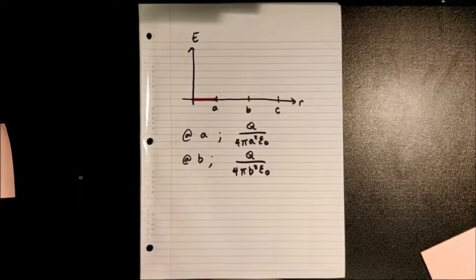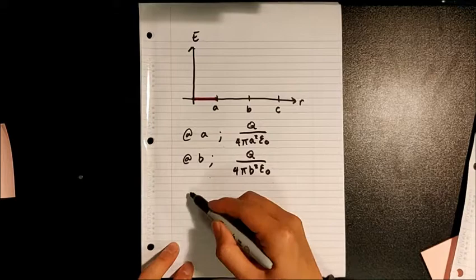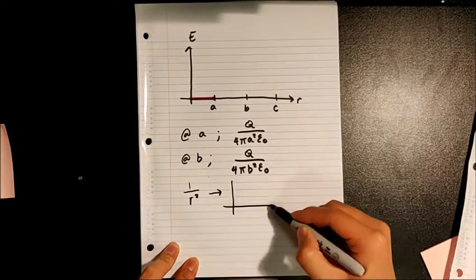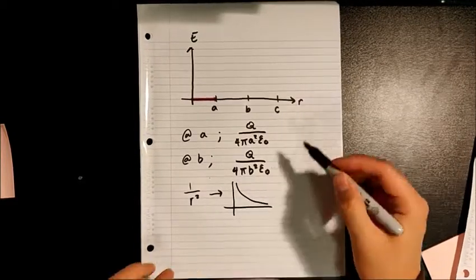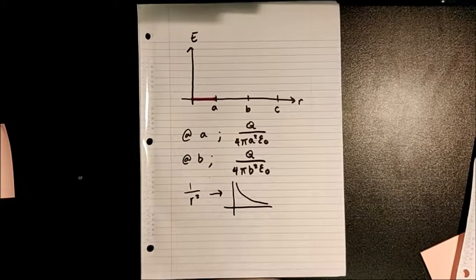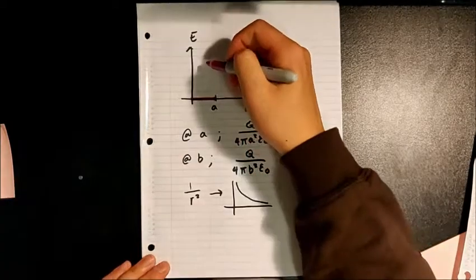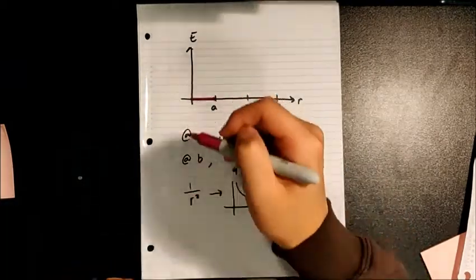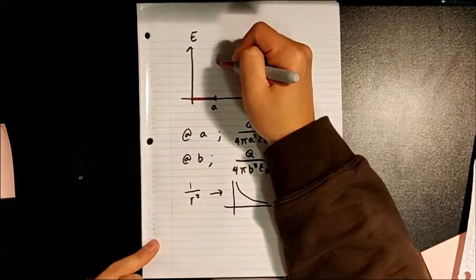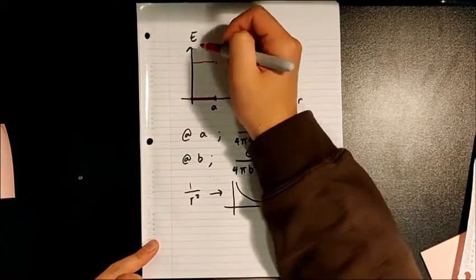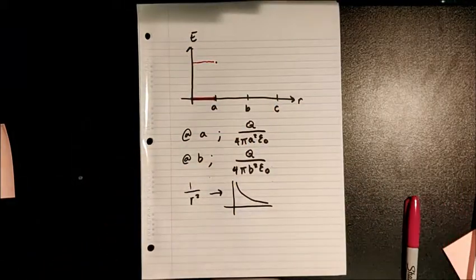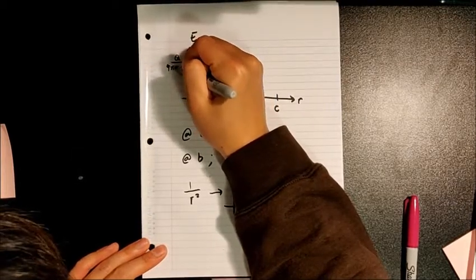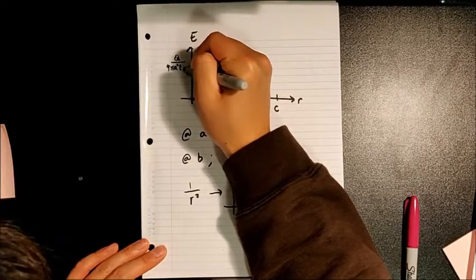You should remember that the graph of 1 over R squared looks something like this, since we're plotting it with respect to the radius. That means at A, let's just start A right here. You can call this point Q over 4 pi A squared epsilon naught.